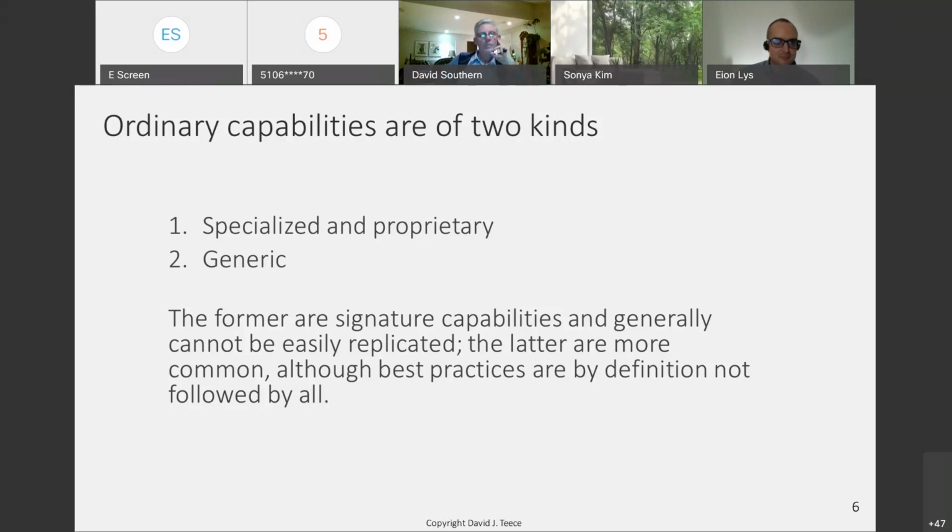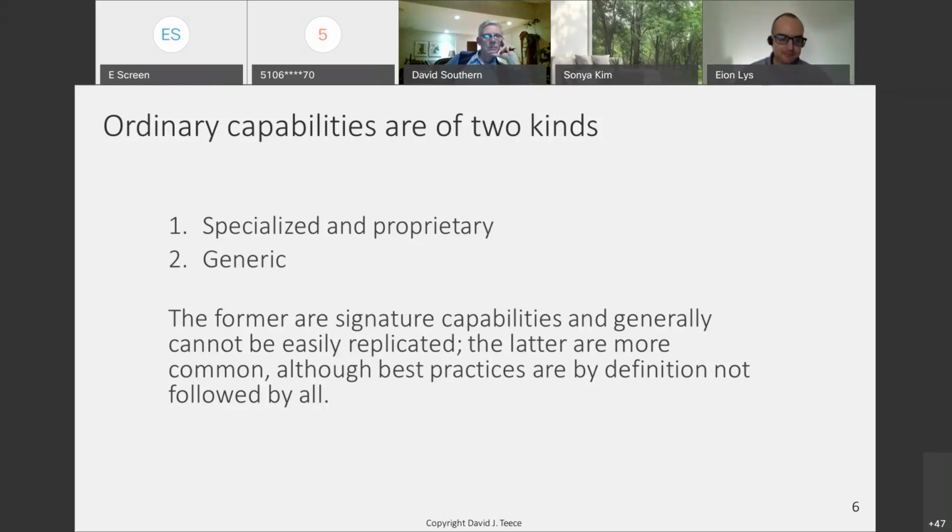The reason why I de-emphasize ordinary capabilities is because sooner or later, every corporation that's in an industry will figure them out. This is the world of best practices. And now I'm going to say something which is a bit heretical too. Beware of best practices. The problem with best practices is you can't build competitive advantage with them.